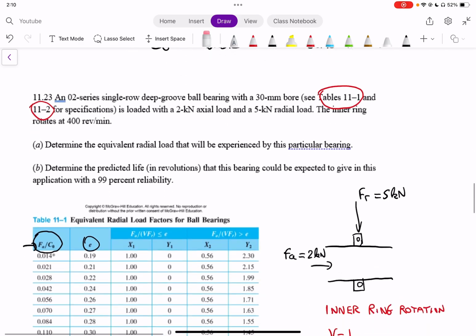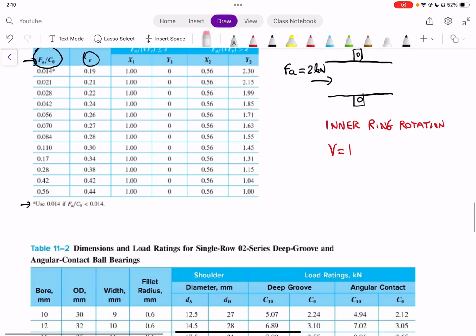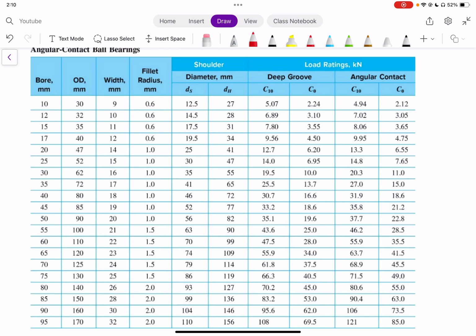So going back to our problem, we're told that we have a single row deep groove ball bearing with a 30 millimeter bore. So we're given the information on the ball bearing. We have a C10, which we've used previously, of 19.5, and a C0 of 10. The C0 is always less than the C10 because that would be essentially the first failure, whereas C10 would be after 10% of failures. So the value is 10.